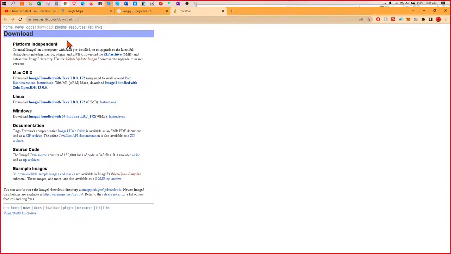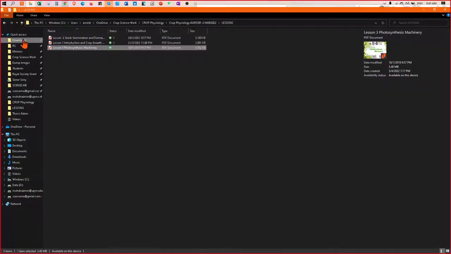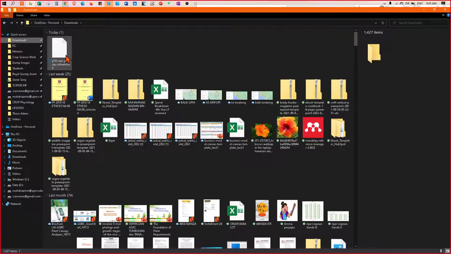So okay, this is the download page for ImageJ. Choose your operating system and then download it. So for mine, it's this ImageJ 64-bit for Windows. So download and install it. It's very straightforward. So let's open it. Let me see. Yeah, has that been downloaded? Oh, it is downloading.